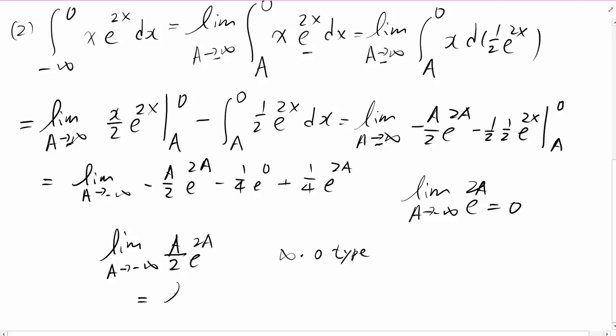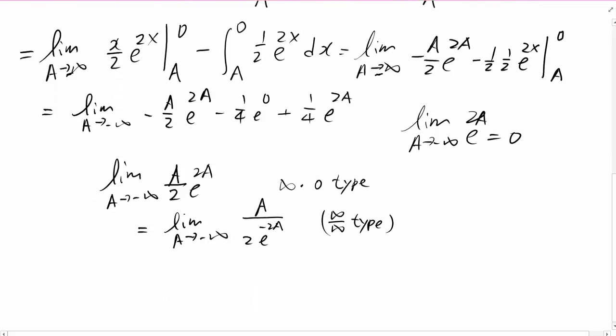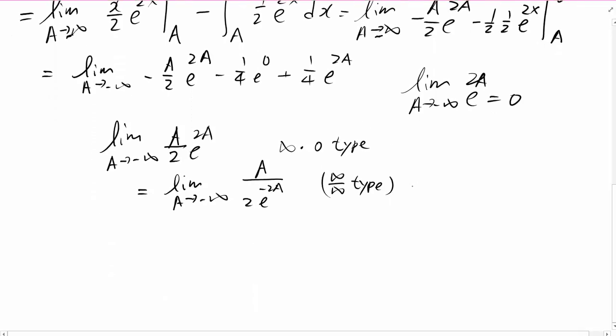So this is going to be limit over here, and a is going to negative infinity. It's easier if you put a on the top, and then you put e to the negative 2a at the bottom. That way, when a is going to negative infinity, negative 2a is going to positive infinity. So this now becomes infinity over infinity type, right? And then using L'Hopital's rule, we can take the limit, and take the derivative with respect to a.